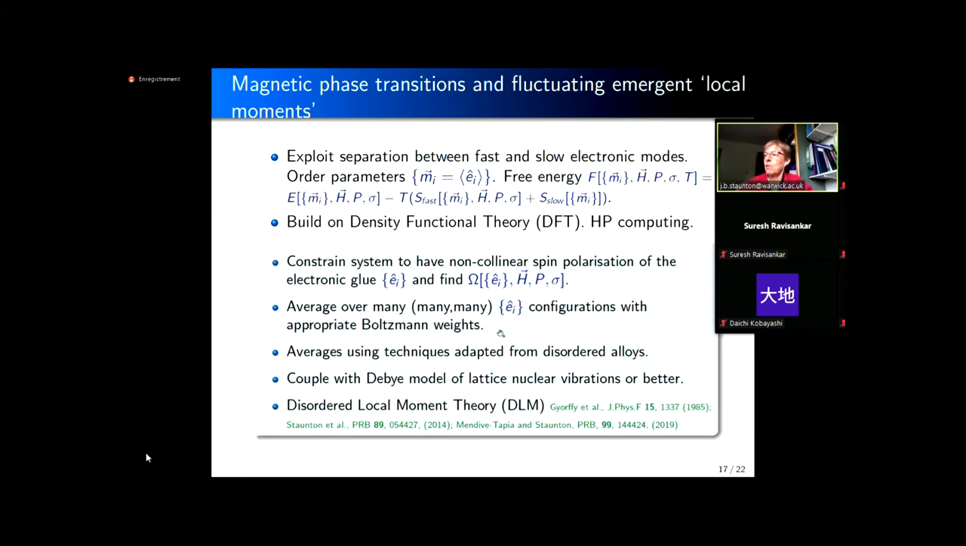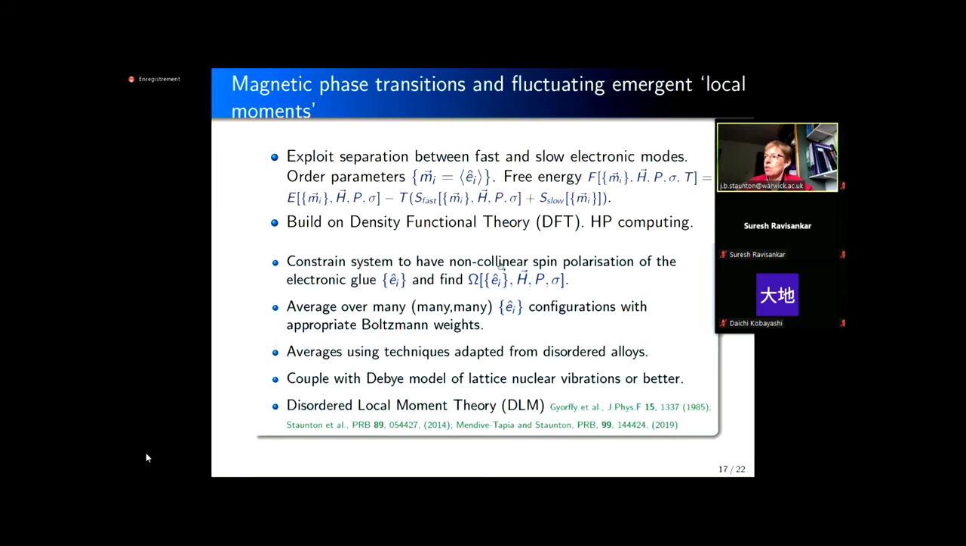One powerful way of doing this is to use techniques which can be adapted from how you deal with compositional disorder in alloys. And you can couple it with models of lattice vibrations, or indeed, as Hubert Ebert's group have done, also deal with the disorder of the nuclear vibrations with techniques adapted from disordered alloys. So this is in essence describing the disordered local moment theory of how to describe magnetic properties as a function of temperature.